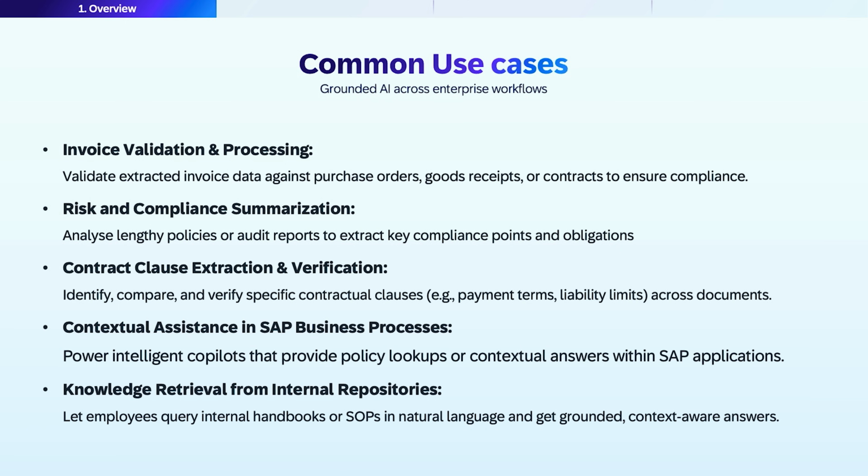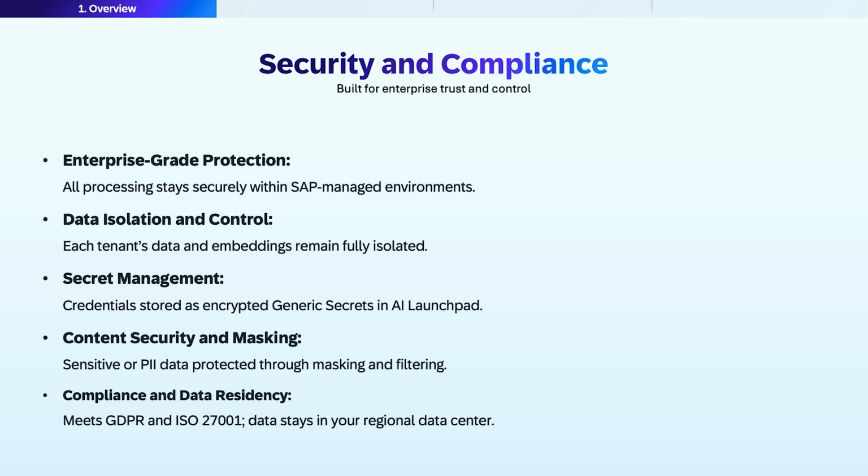And finally, within SAP applications, document grounding enables AI copilots to provide contextual assistance such as retrieving company policies or guidelines directly within user workflows. These examples demonstrate how document grounding serves as the foundation for grounded, reliable, and secure generative AI within enterprises. Security and compliance are critical for any enterprise AI implementation, and document grounding has been designed with that principle at its core.